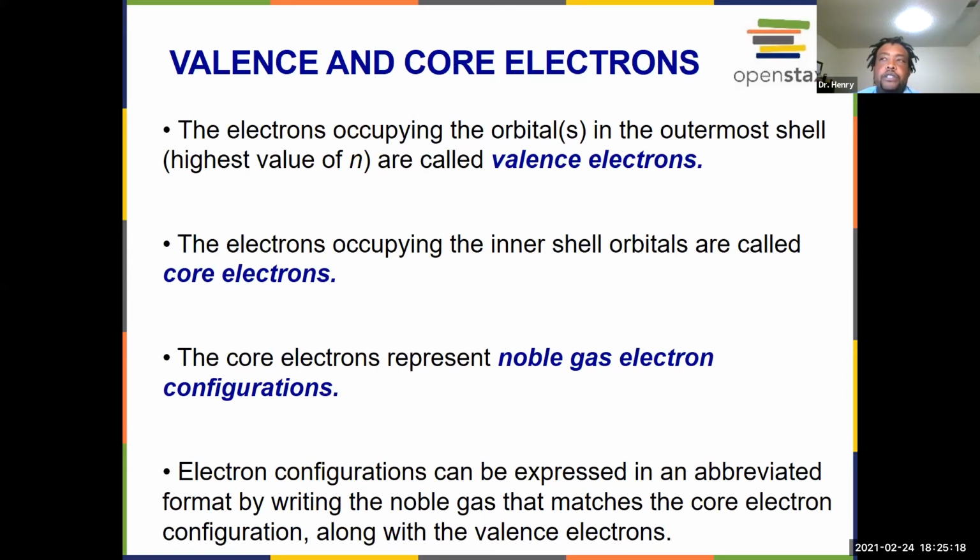So let's talk about valence electrons. Valence electrons are electrons in the outermost shell. They're also the ones that are going to be involved in reactions, so they're freely available for reactions. Core electrons are the ones in the innermost shells. Usually they're stable. Your core electrons are going to be your stable core, all the way up to your noble gases.